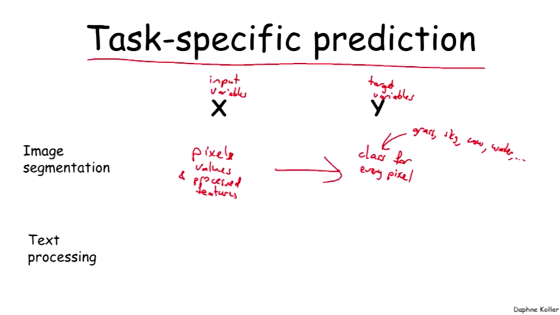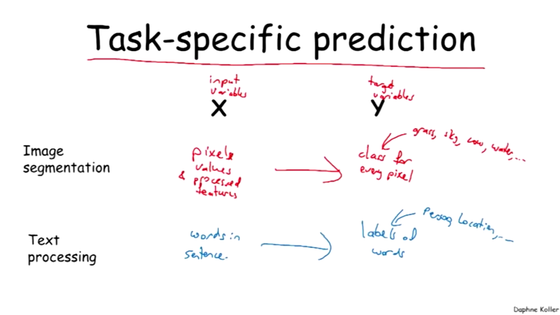In some of the text processing or NLP problems that we've discussed, the input x are the words in a sentence, and the output that we're trying to derive is, for example, the labels of the words, where the labels might be things like person, location, organization, and so on. Once again, this is always our input, the words, and the output is always the labels.